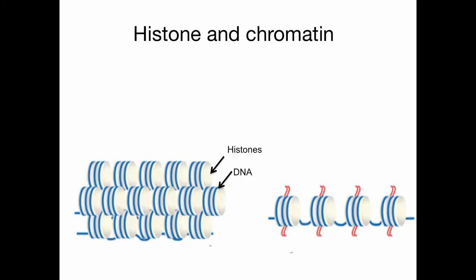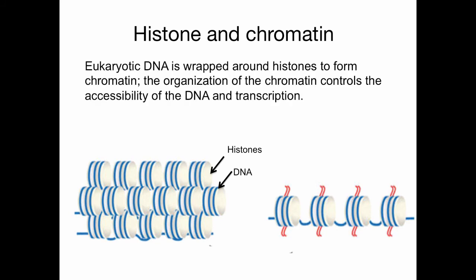So I want to take a moment to talk about histones and chromatin. Eukaryotic DNA is wrapped around histones to form chromatin, and the organization of chromatin controls the accessibility of DNA and whether that DNA becomes transcribed or not. And so when chromatin is in this closed, very tight-knit conformation, it's very repressive to transcription, and so genes are often turned off.